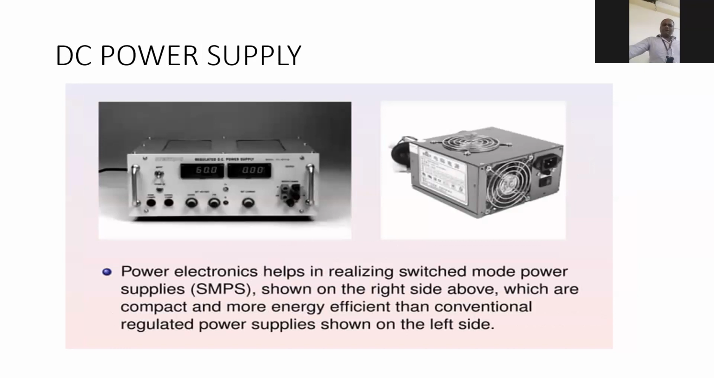According to this, a DC power supply is realized with switched mode power supplies, that is, SMPS systems, which is shown on the right side, and it is very compact and more energy efficient when compared with the conventional regulated power supplies shown on the left side. So that is the main advantage we get from power electronics in these strategies. Next slide, madam.